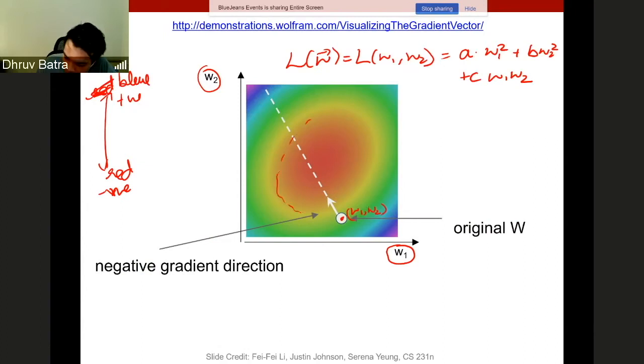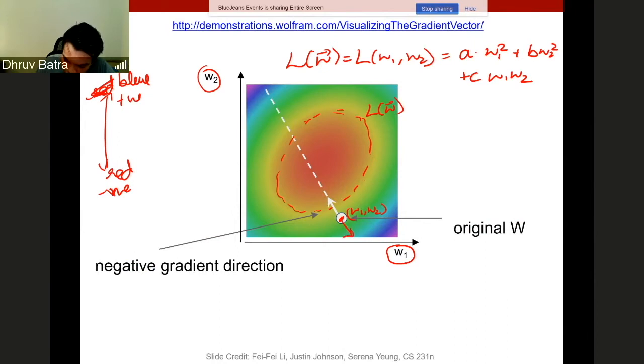There are these things called level sets: all possible points at which the loss value is constant. So at every point along this circle, or this ellipse that I've drawn, the loss value is constant. You will prove in the next homework that the gradient direction is orthogonal. So this is the negative gradient direction. This would be the positive gradient direction.